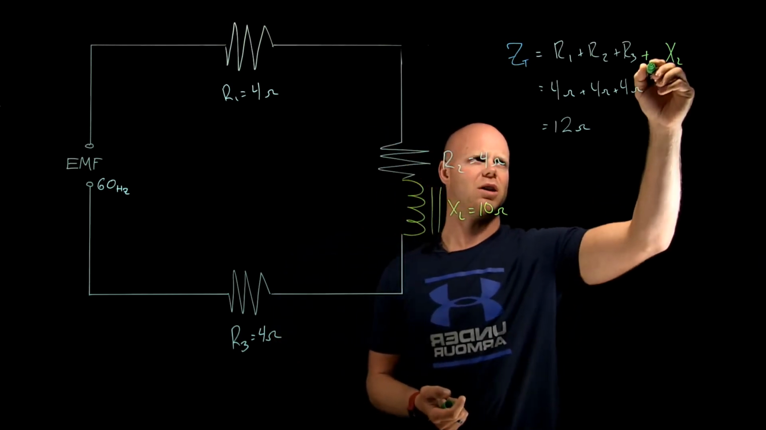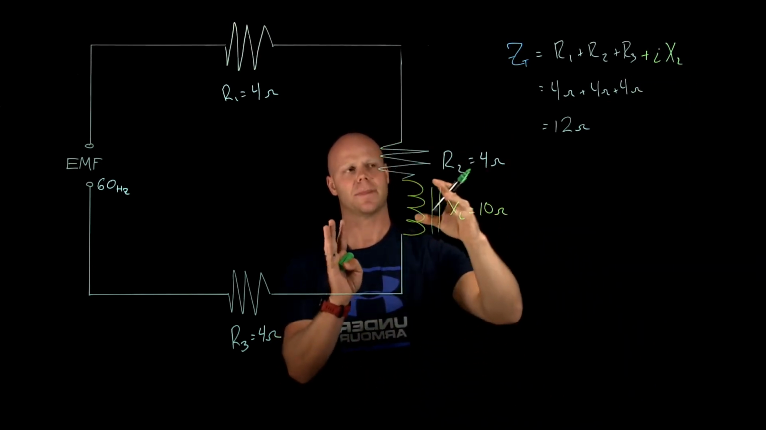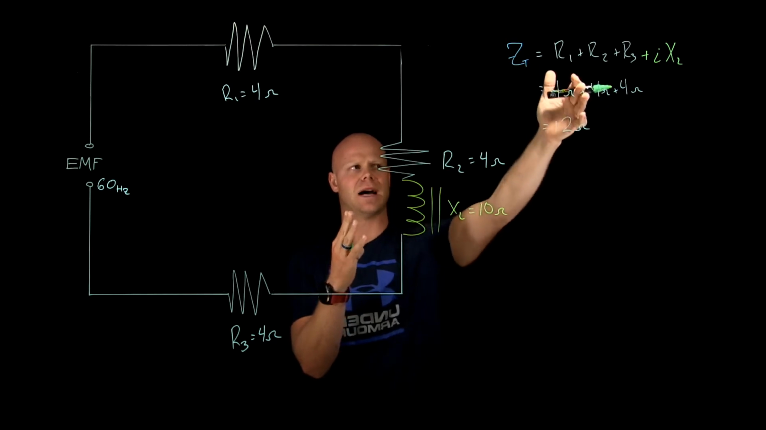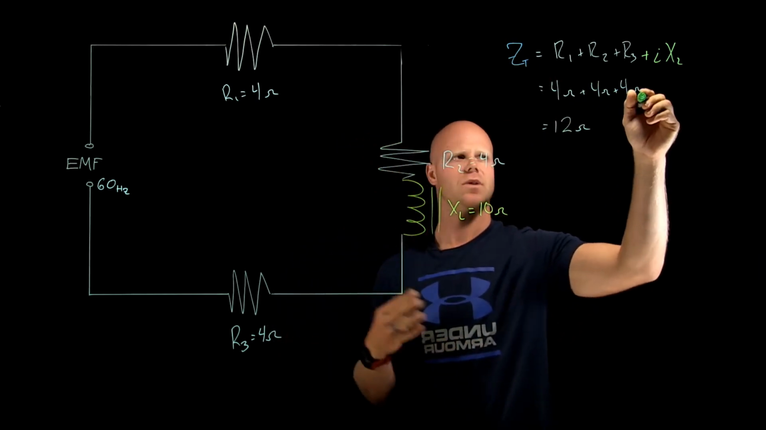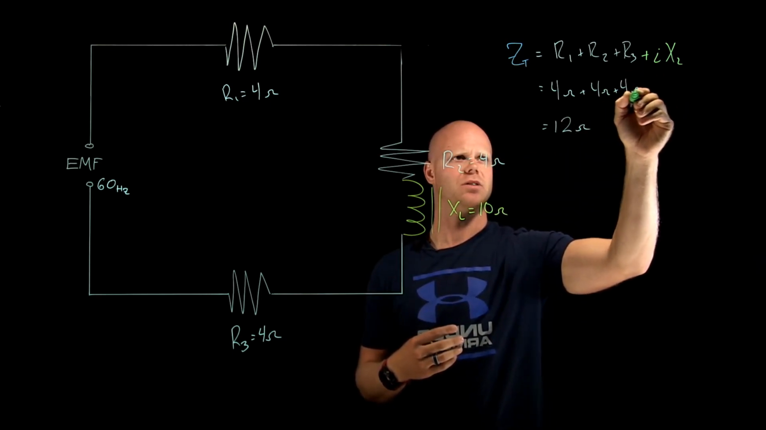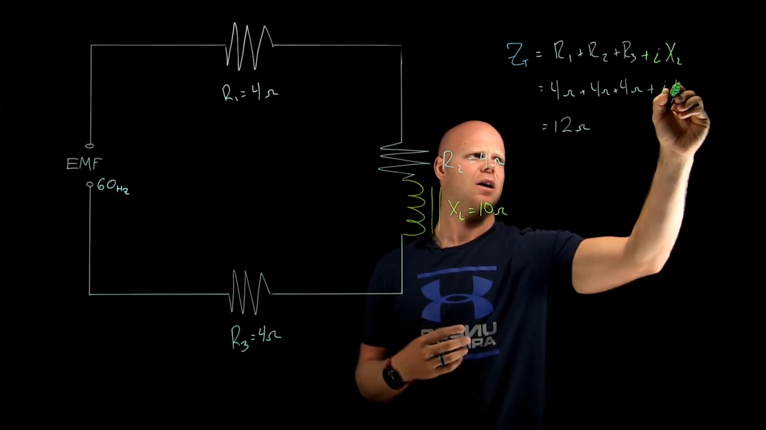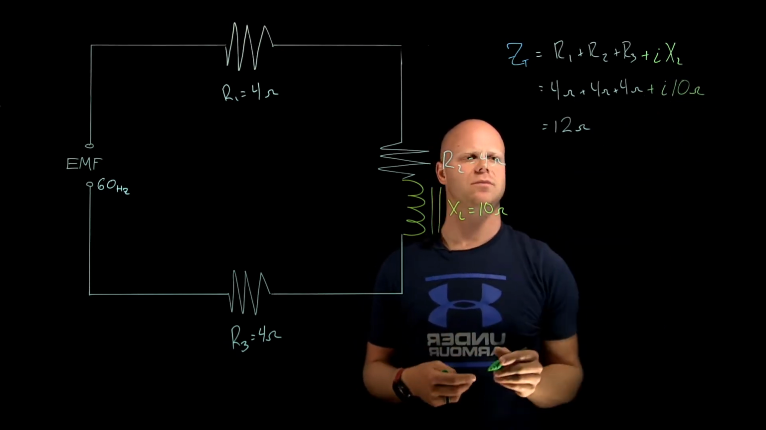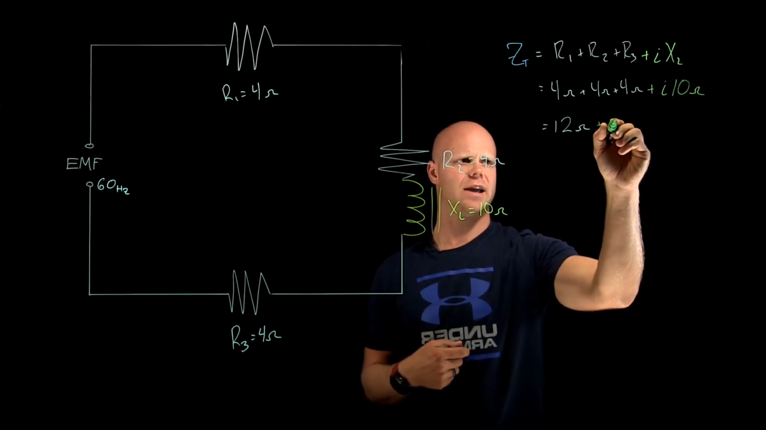So this is where I'm going to use the convention of a complex number, and I'm going to add the imaginary value of j to that, at a value of 10 ohms. So I'm going to say 4 plus 4 plus 4 plus j of 10 ohms, which is going to give me 12 ohms plus j at 10 ohms.